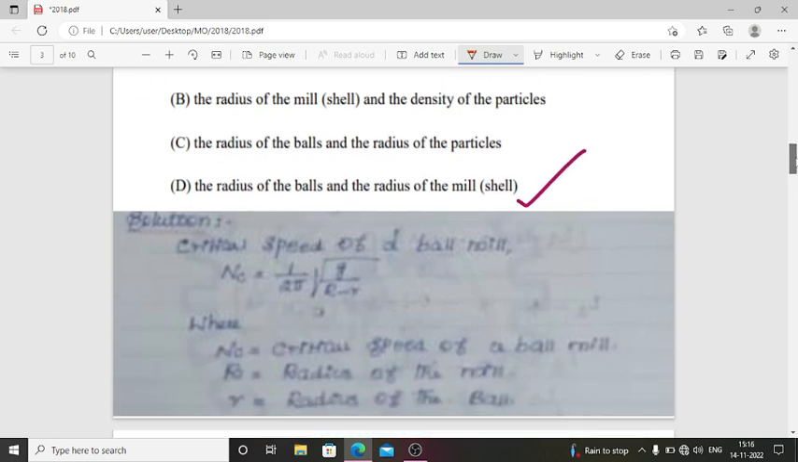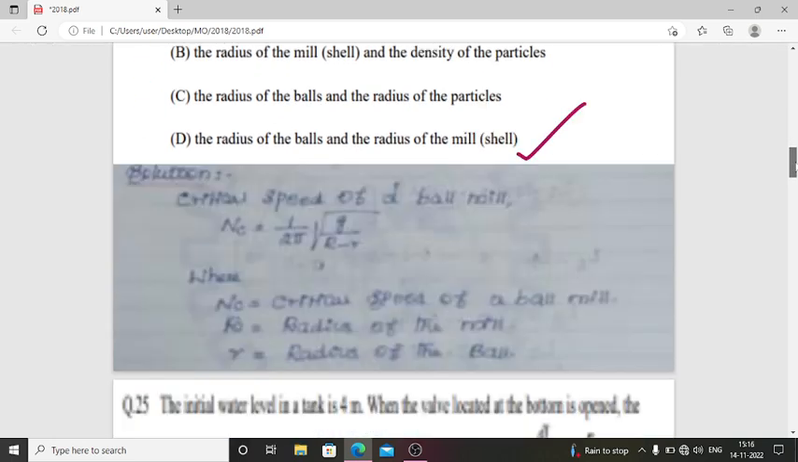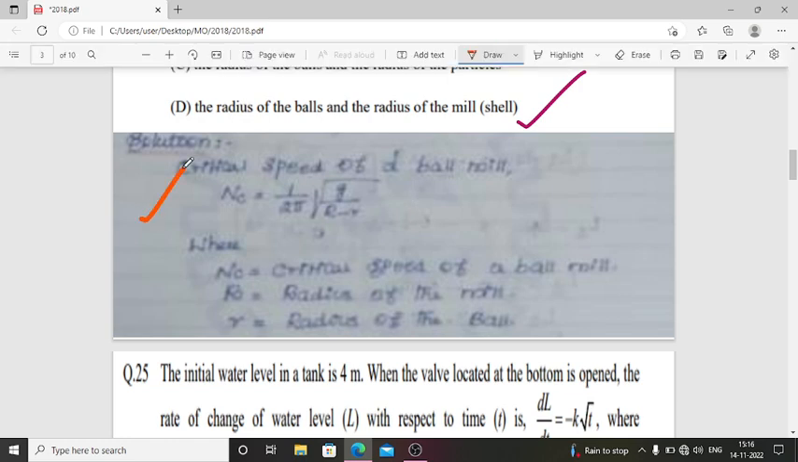So here, critical speed of a ball mill. So the critical speed of a ball mill formula, NC is equal to 1 by 2 pi root of g by (R minus r). So here NC is the critical speed of a ball mill. So capital R is the radius of the mill. Small r is the radius of the ball. So here the critical speed of a ball mill depends on the radius of the mill and the radius of the ball.